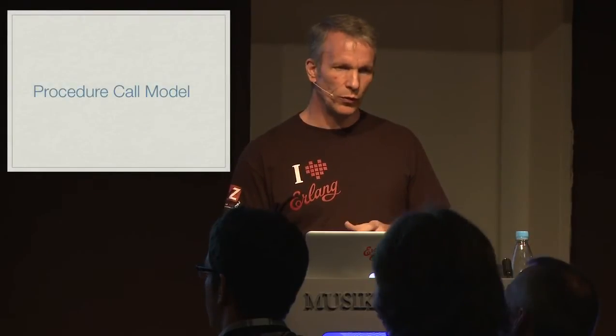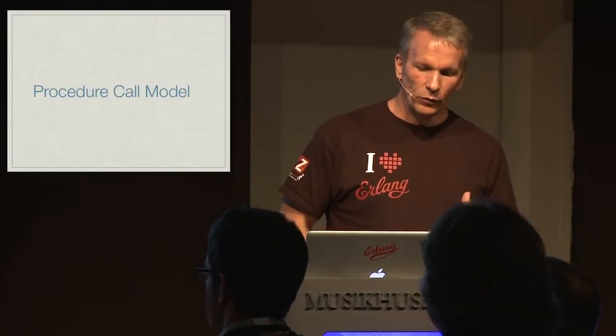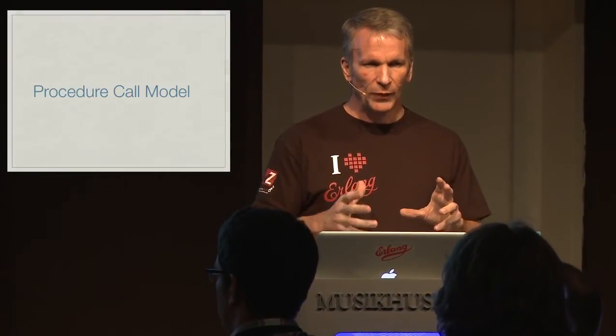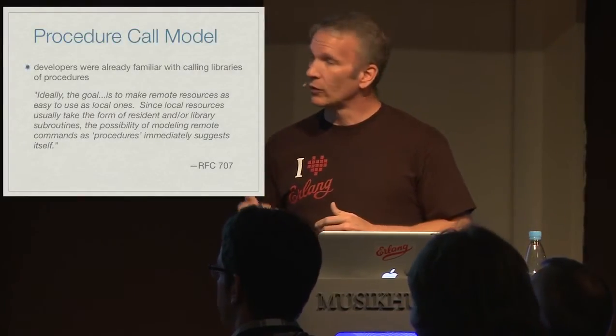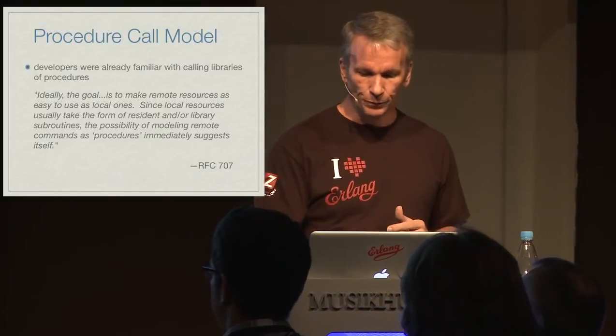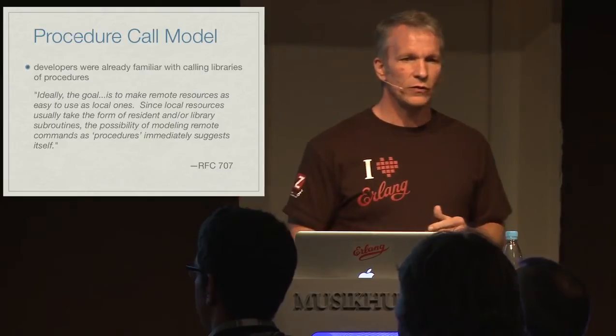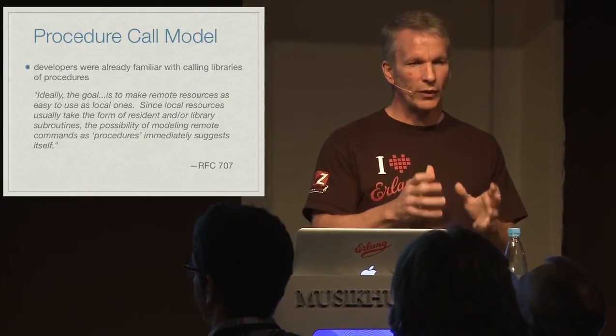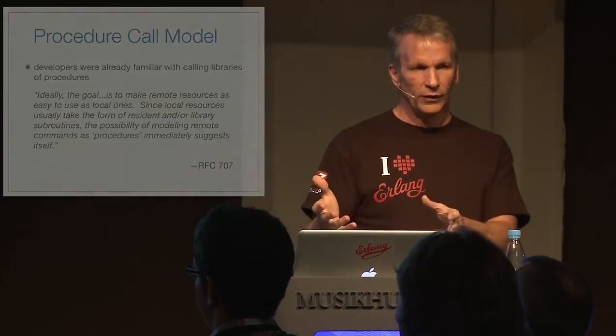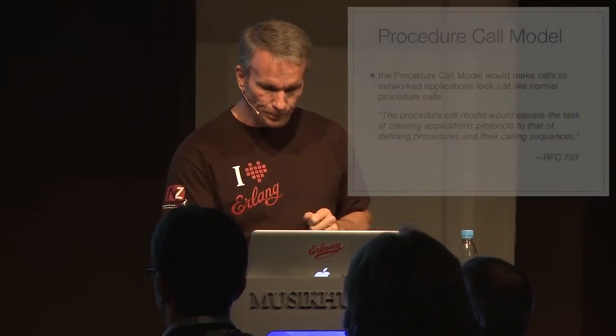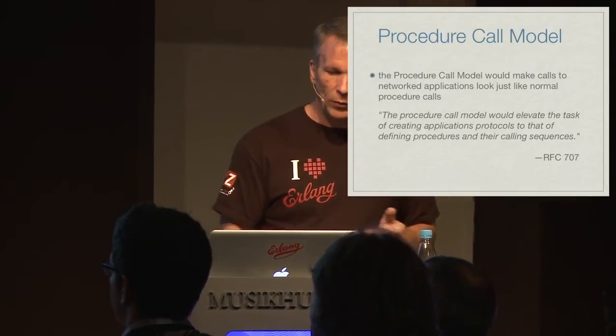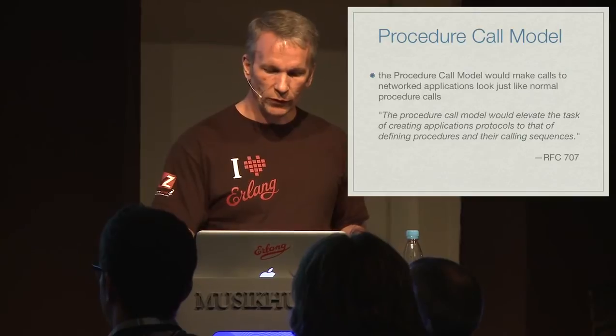So the idea behind RFC 707 and something called the procedure call protocol was that if you could make it look like something they knew, then they'd be able to do it much better. And that's where this procedure call model came from. Developers were already familiar with making library calls. So it says, let's start treating these resources as if they're local libraries. We'll provide a library that makes a call over the network, make it look like that resource is local, and the developer will know what to do, just calling a procedure. So, in other words, the procedure call model would make calls just look like normal procedure calls.